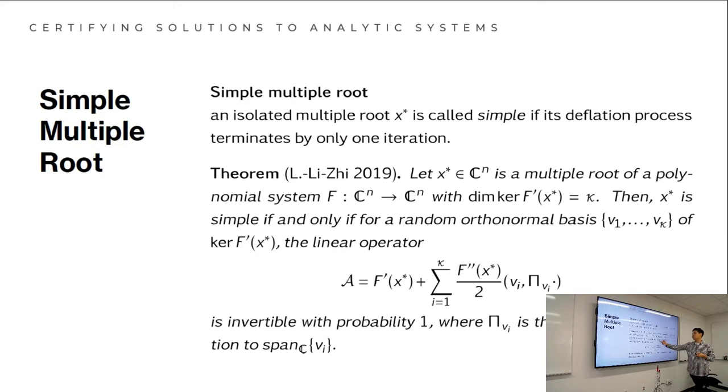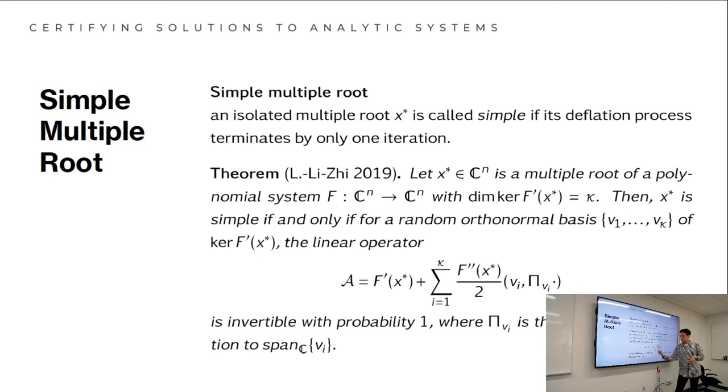So now we're going to choose some orthonormal basis. Then we can construct this Cayley A operator. When we have a simple multiple root, this Cayley A should be invertible with probability one. The reason I mention probability one is that we need to choose some random orthonormal basis for the kernel.